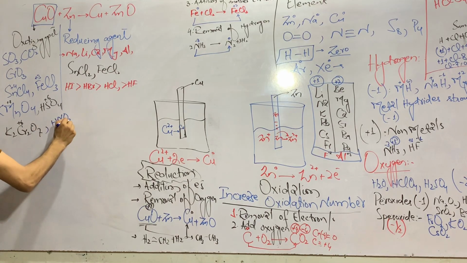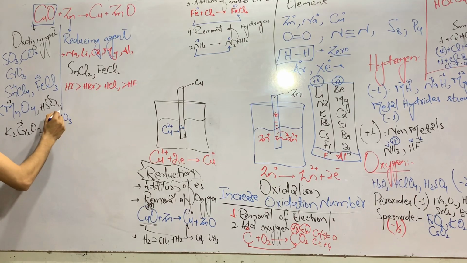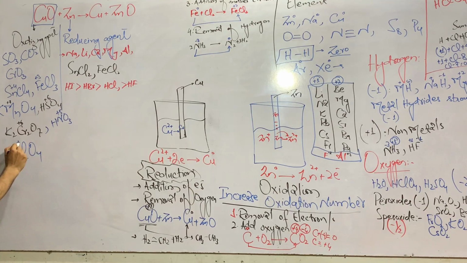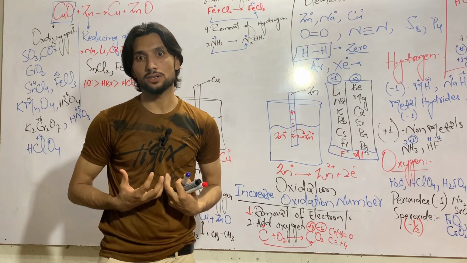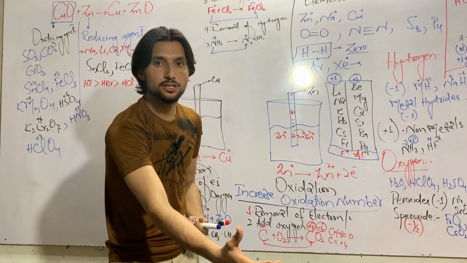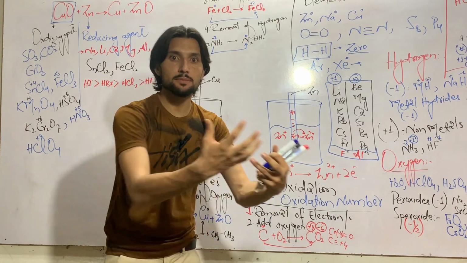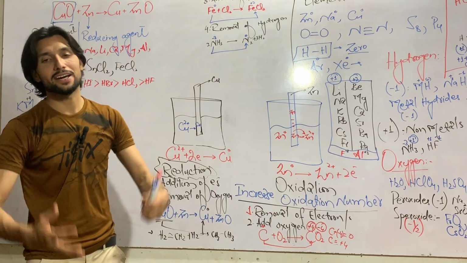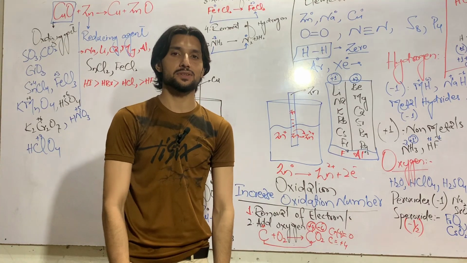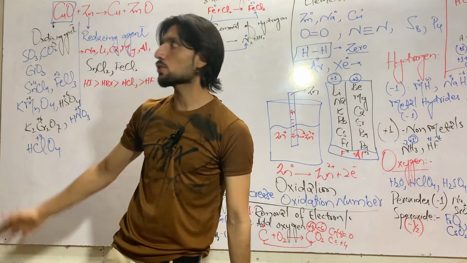HNO3, nitrogen in +5 oxidation state. HClO4, as we discussed, in +7 oxidation state. So in these species, the central atoms are deficient. They are in need of electrons, so they can eat up electrons. By eating up electrons, they help other substances to be oxidized, removing electrons from other substances, and removal of electrons is called oxidation. So they are called oxidizing agents.